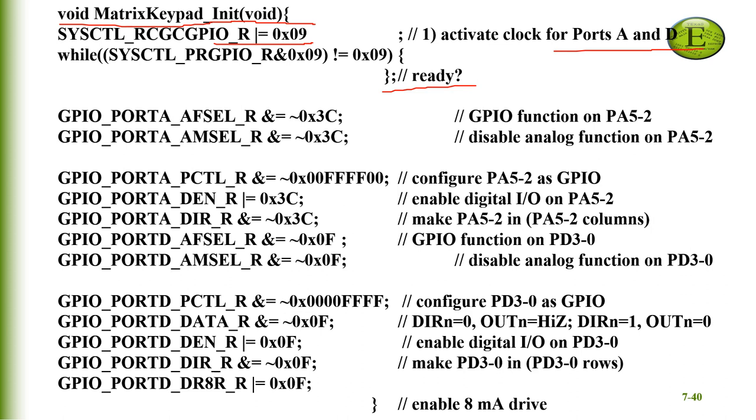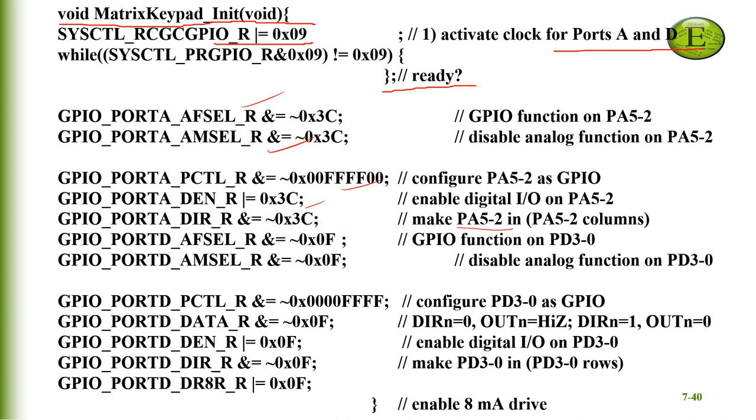We're going to configure port A as the digital input port. We are going to disable the analog mode. There is no alternate function, and the PCTL also says that this is a GPIO port and it is digitally enabled. And it is going to be the input port. So the direction register is going to reset the corresponding bits. In this case, we're going to make port A pins 2, 3, 4, and 5 as the input, and we're going to leave the other pins' direction unchanged.